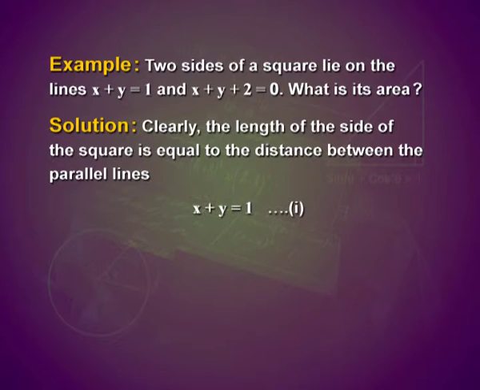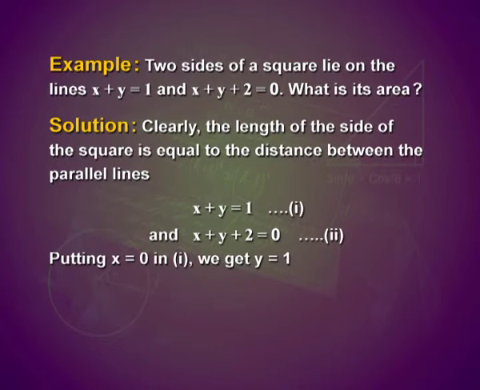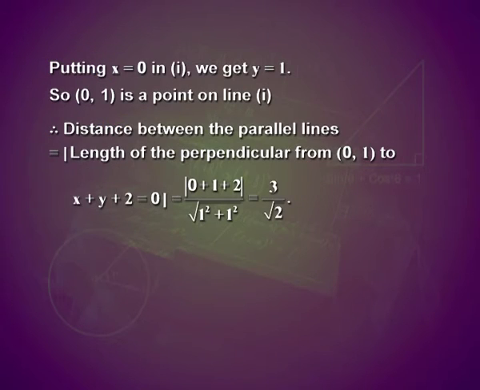So, x + y = 1 be the first equation and x + y + 2 = 0 be the second equation. Putting x is equal to 0 in the first equation, we get y is equal to 1. So, (0, 1) is a point on line 1. Therefore, the distance between the parallel lines is equal to the length of the perpendicular from (0, 1) to x + y + 2 = 0.